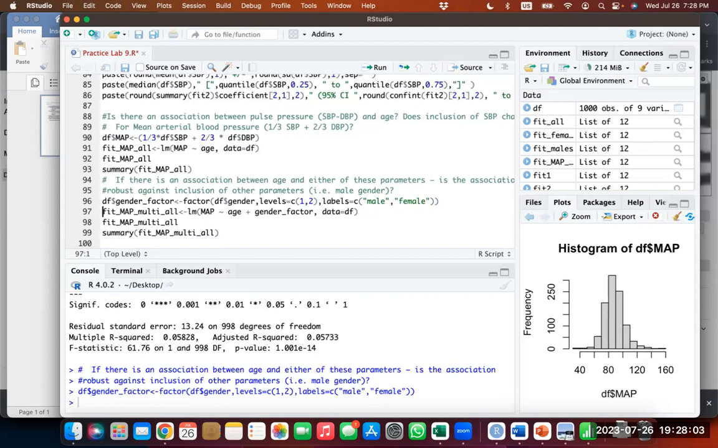So lastly, we want to know how these two interplay. And now coming back to Natania's question, can you include more than one variable? Yes, you can. And you can do this quite simply.